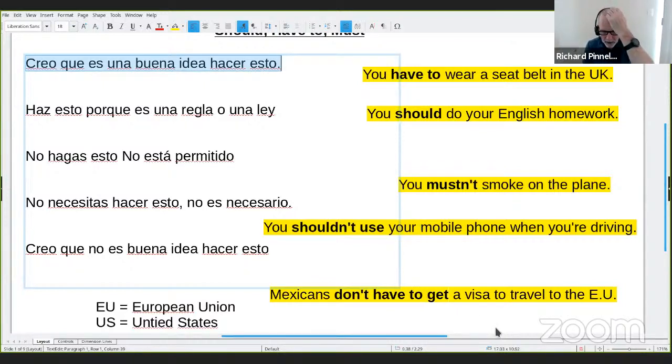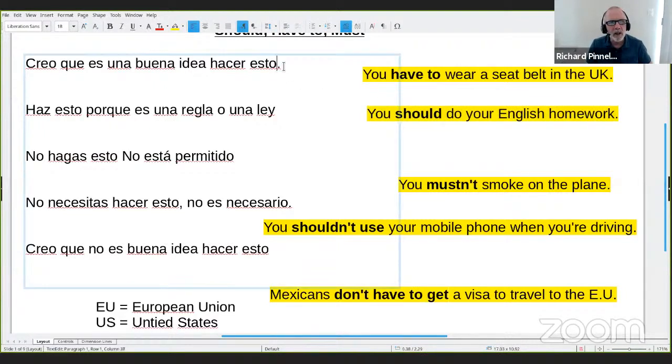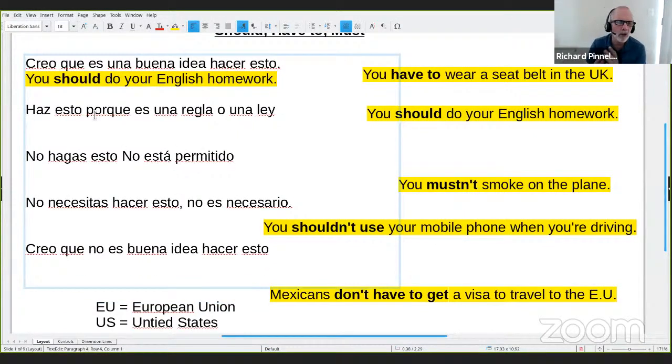Yeah, Clemencia Marquez Murillo, I think that has the correct answer. And also Diana de la Cruz and Nelson. Very good. You should do your English homework. This is a recommendation. So aquí estamos viendo las reglas. El verbo auxiliar should, que usamos antes del verbo principal, en este caso el verbo principal es do, es cuando queremos recomendar algo, cuando queremos decir que algo es una buena idea, podemos usar should. You should do your English homework.